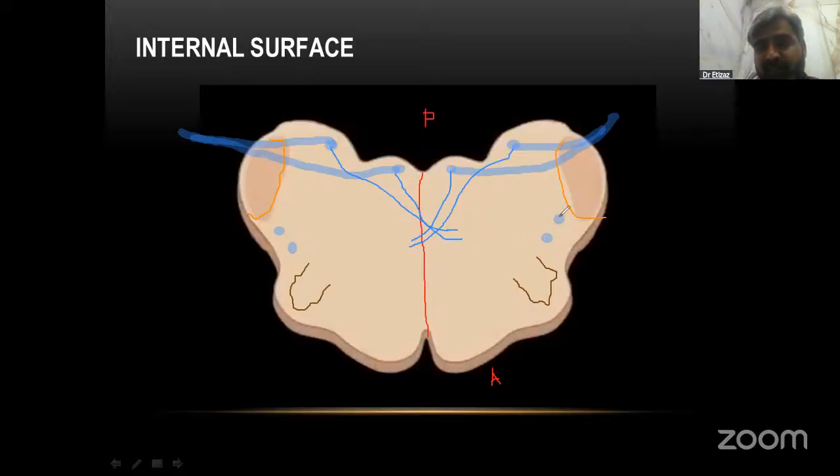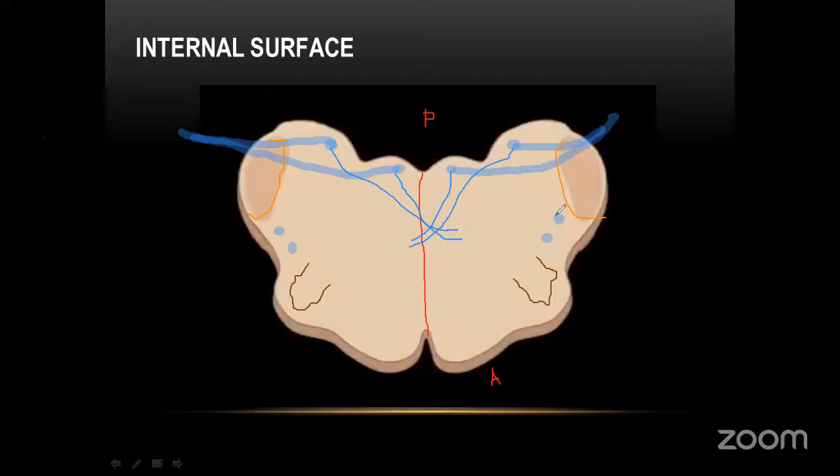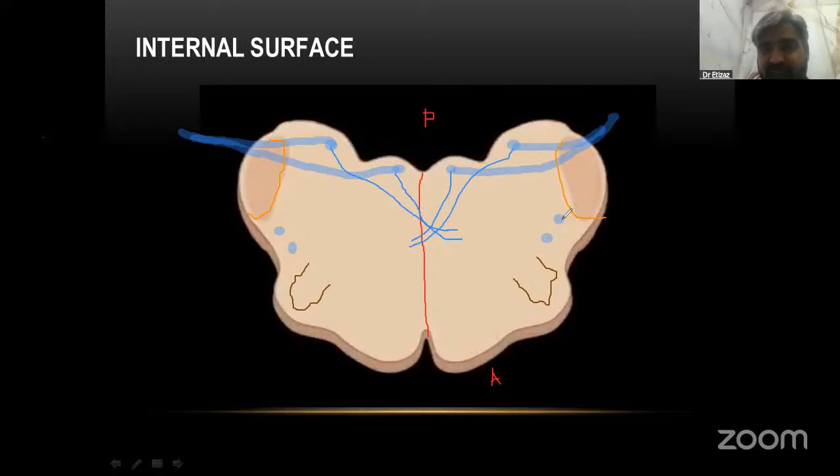This is the posterior spinocerebellar, or anterior? This is posterior. What will be the course of the posterior spinocerebellar? It will go through the inferior cerebellar peduncle, then to the cerebellum. But what about the anterior spinocerebellar?